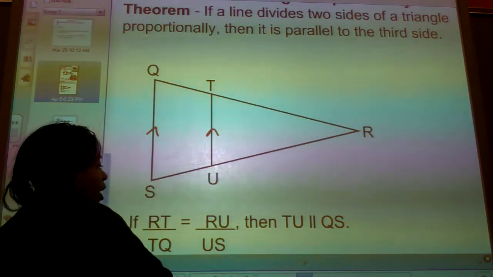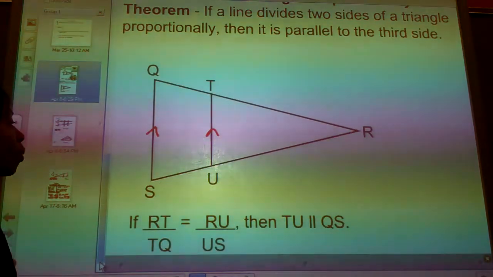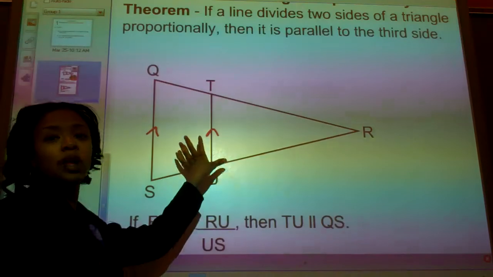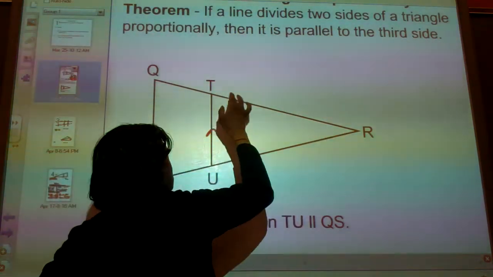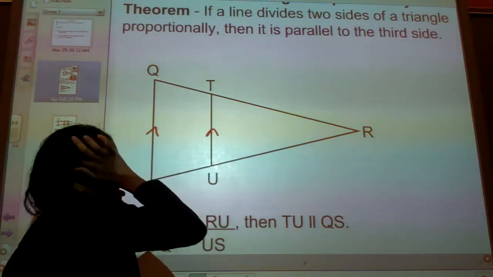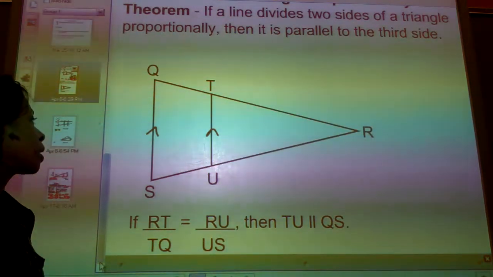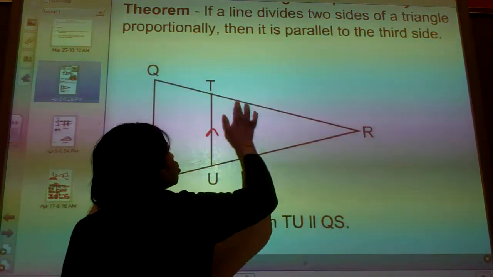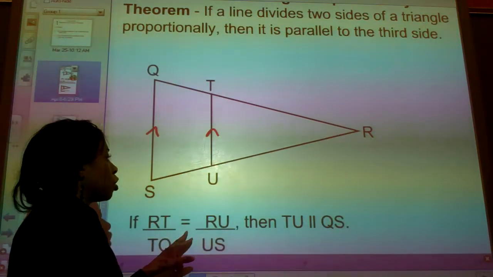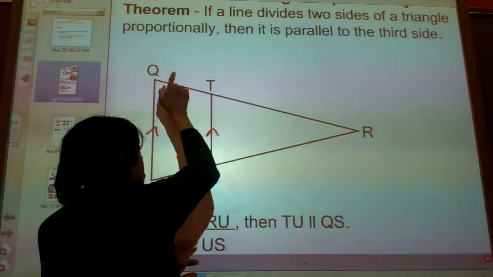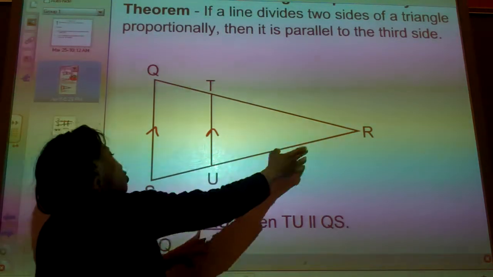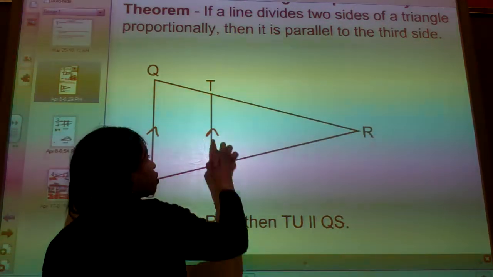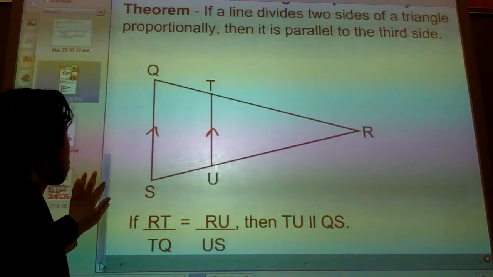So on the first part, on 8-4, what I was saying first is that the two lines are parallel, and if the two lines are parallel, then the two pairs of segments are going to be proportional. On 8-5, I'm saying the opposite. First, now I'm saying if the two segments are proportional, RT to TQ, and then RU to US, if that's true, then the two lines will be parallel. So let's look back quickly.